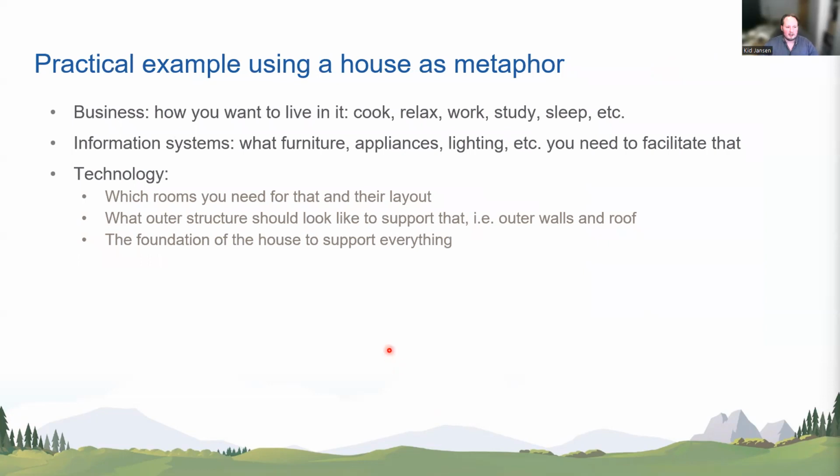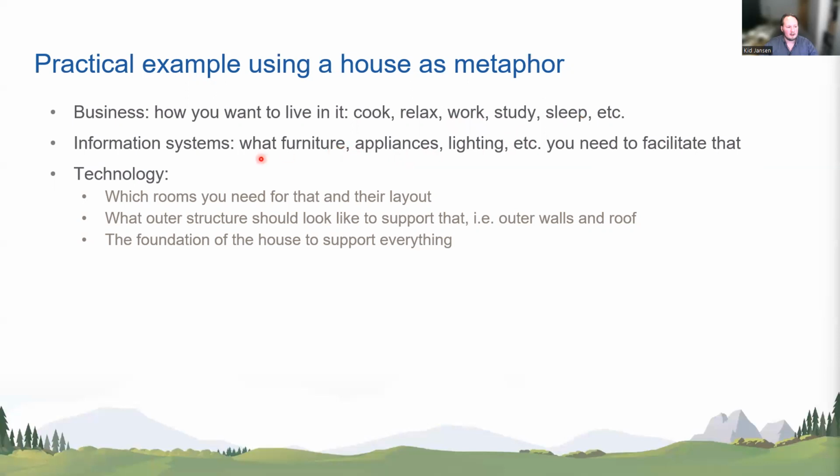So what can that look like in practice? Well, to stay away from the abstract IT, I took a house as an example. So if you look at business architecture on the highest level, it's basically what you want to use the house for. So you can cook in it, you can relax, like you have a sitting area where you can watch TV, or you can game. You want to work there maybe, especially nowadays with working from home, study, sleep. It's basically all the things you can do in a house.